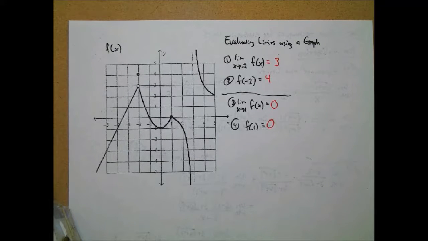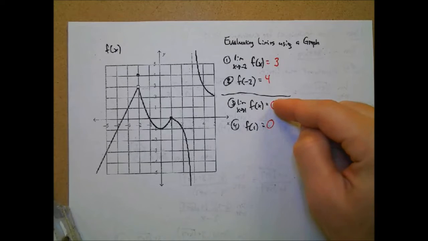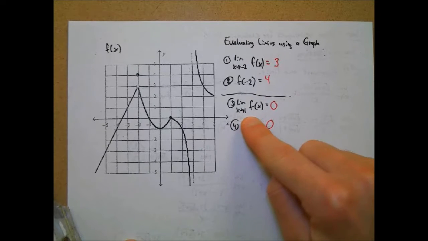Why is it 0? You have number 3. Oh, number 3. Gotcha. So we're approaching 1, right? As x approaches 1. So here's 1.